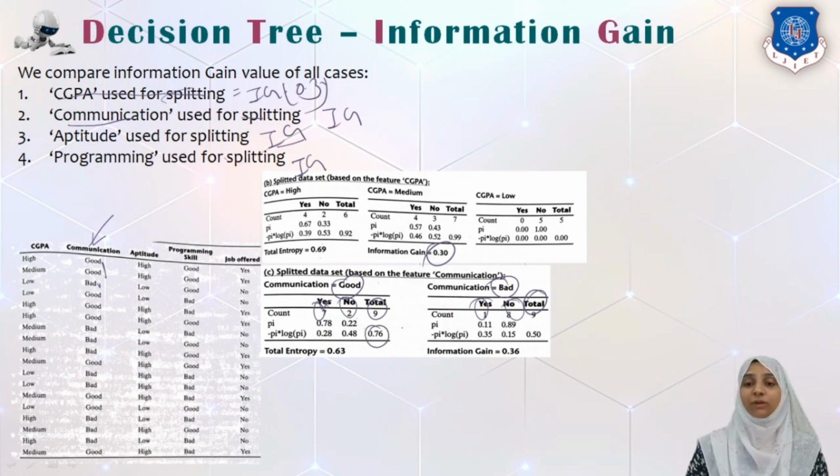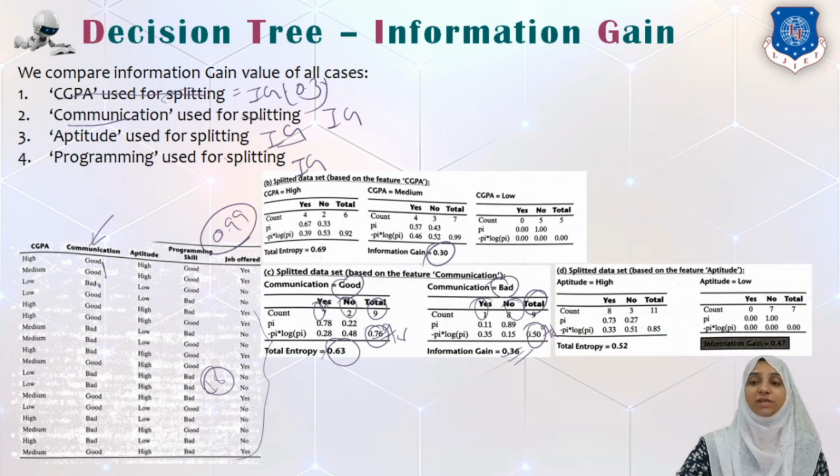Likewise, I will calculate their entropy and weighted entropy. In this case, the weight will be 9 by 18 and here also 9 by 18 because originally we have in total 18 samples, and 0.576 and 0.5 into 0.50, the summation will turn out to be 0.63. And the difference between 0.99, which is the entropy of the complete set, and 0.63 is 0.36. So the information gain of the second attribute is 0.36. I'll write it down over here.